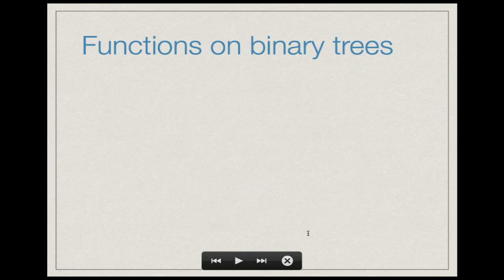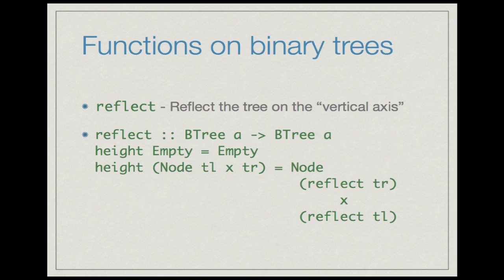How would you define this? Reflect is a function with signature b tree a, arrow b tree a. Reflect of empty equals empty. Reflect of node TL x TR is node reflect TR x reflect TL. Notice that you form the node with the reflection of the right subtree on the left and the reflection of the left subtree on the right.